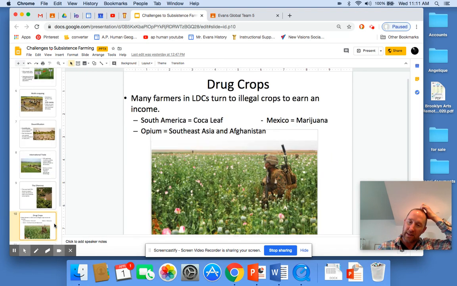And so many farmers in LDCs have made what I consider to be a completely rational decision: they're going to grow the crops that yield them the most money. And in many instances, those are illegal drug crops. So if we look at South America, there are farmers who, for the benefit of themselves and their families, grow coca, which has turned into cocaine. Mexico has become one of the world's largest suppliers of marijuana. And there's a place called the Golden Triangle in Southeast Asia where opium is grown. This is a U.S. soldier in Afghanistan walking through an opium field. And opium is then turned into heroin.